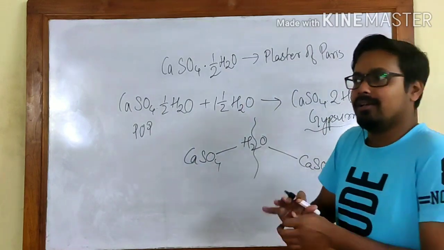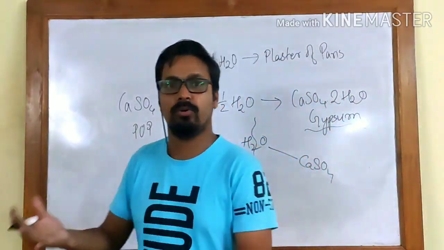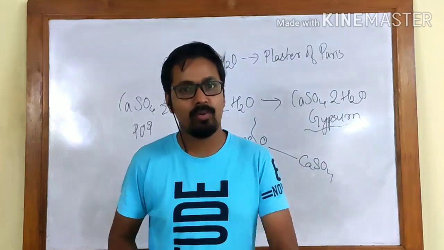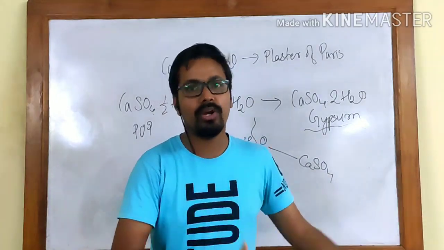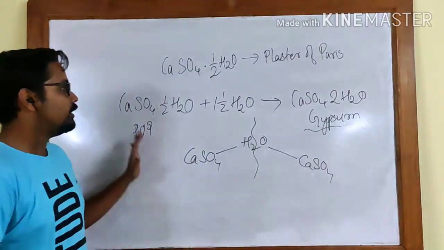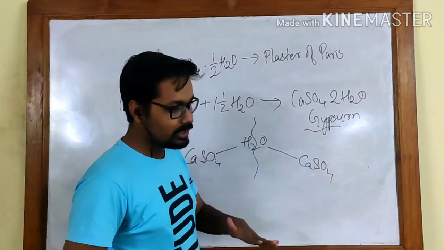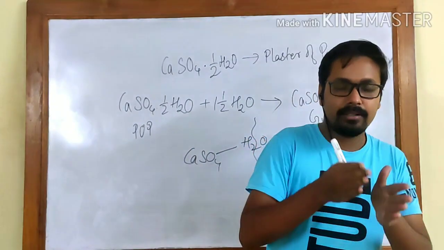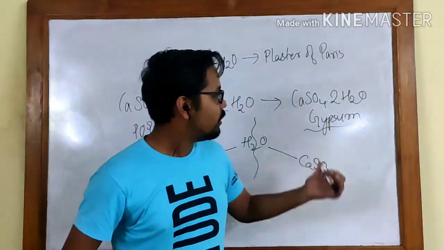molecule, because you can't even break any molecule into half a molecule. It will not remain that molecule. If I break water into half, it will become H plus, OH minus, or something else will be formed. You can't break a molecule to form half of it. So that's all about how these hydrated or crystalline forms of compounds are formed.